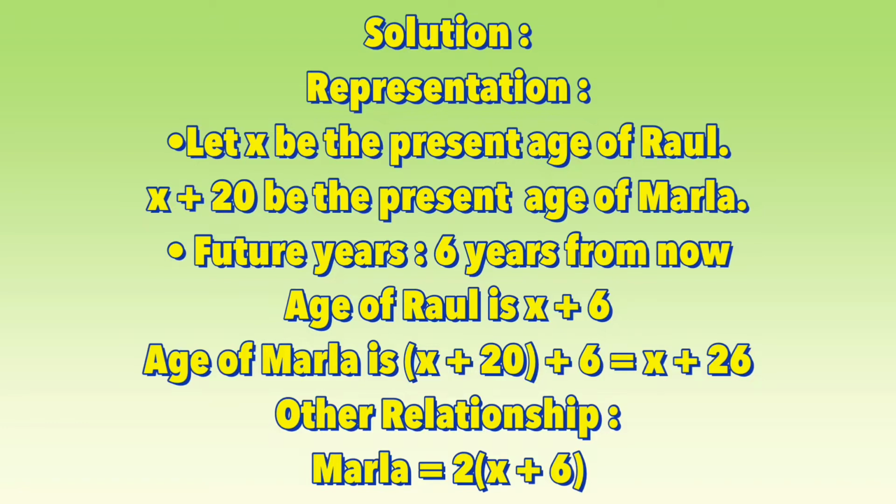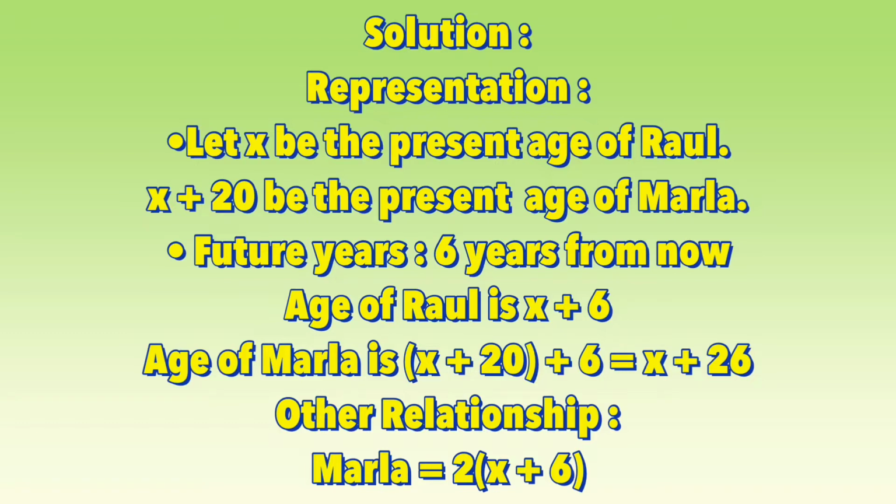And we also have to consider the other relationship stated in the problem, that Marla's age will be twice Raul's age. Okay, so our Marla equals 2 times the sum of x and 6. Our equation now is x plus 26 equals 2 times (x plus 6), and we're going to solve it.